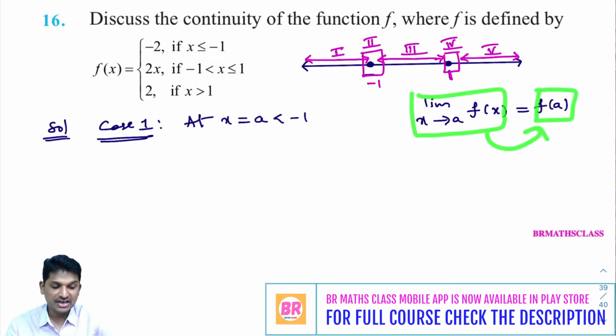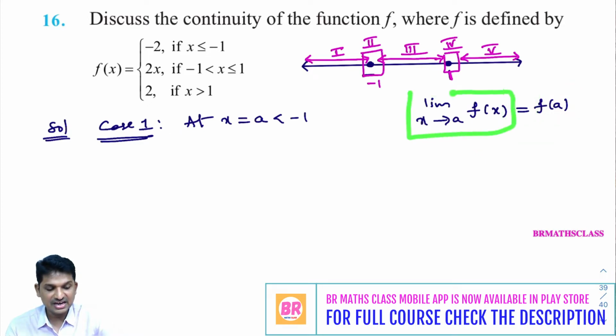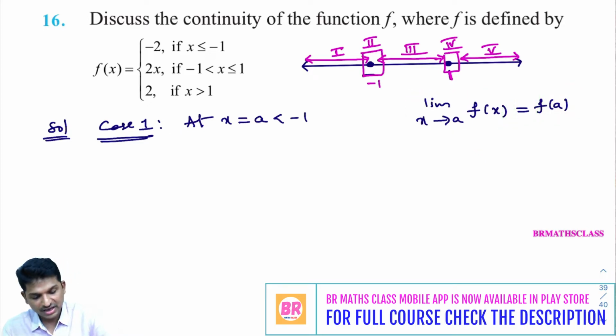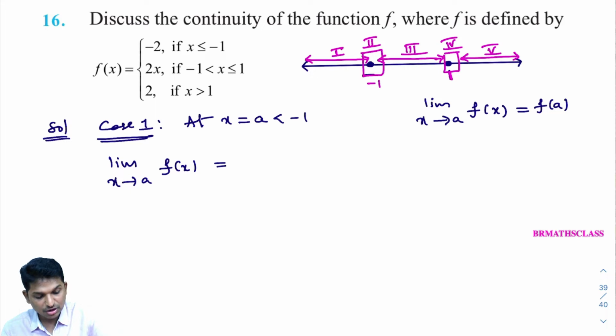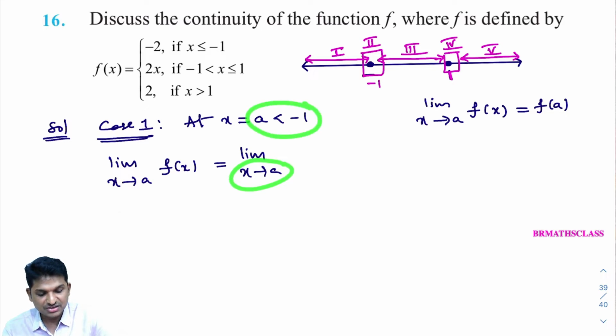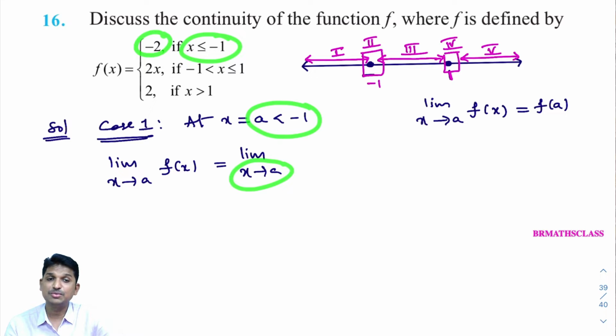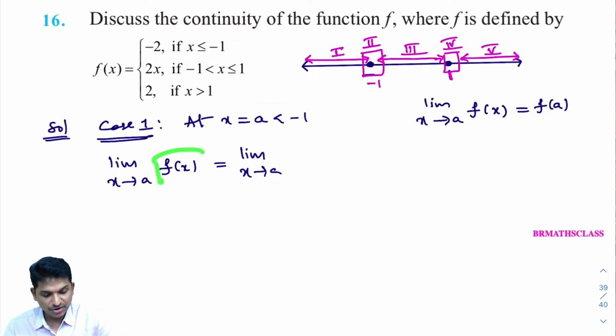If both are equal, then I can say that the function is continuous at x equal to a. So first, I'll calculate the limit as x tends to a of f of x. That equals the limit as x approaches a, where a is a value less than minus 1. When a is less than minus 1, which function to choose? I need to choose this function, minus 2. So here f of x is minus 2, because a is less than minus 1.